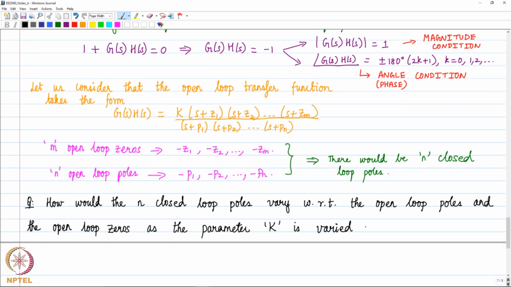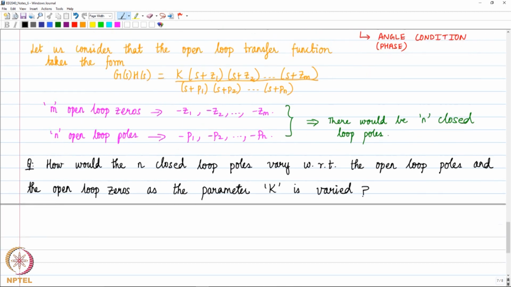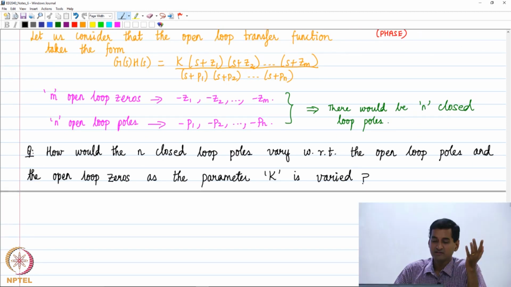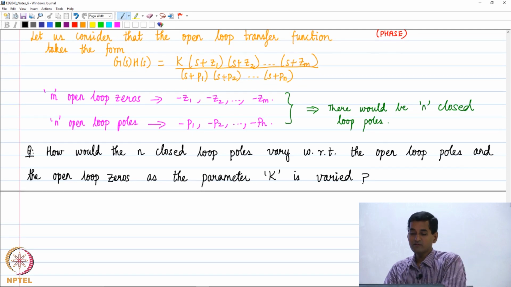Of course, we consider k to be a real parameter, so the value of the parameter k is variable. Yes, so the poles will be the same as the open loop poles. Why would the poles be different?